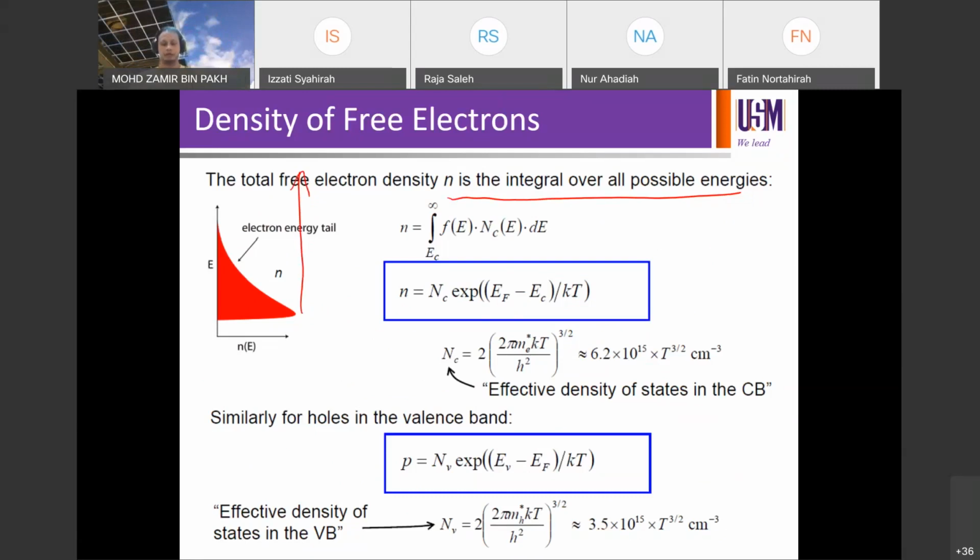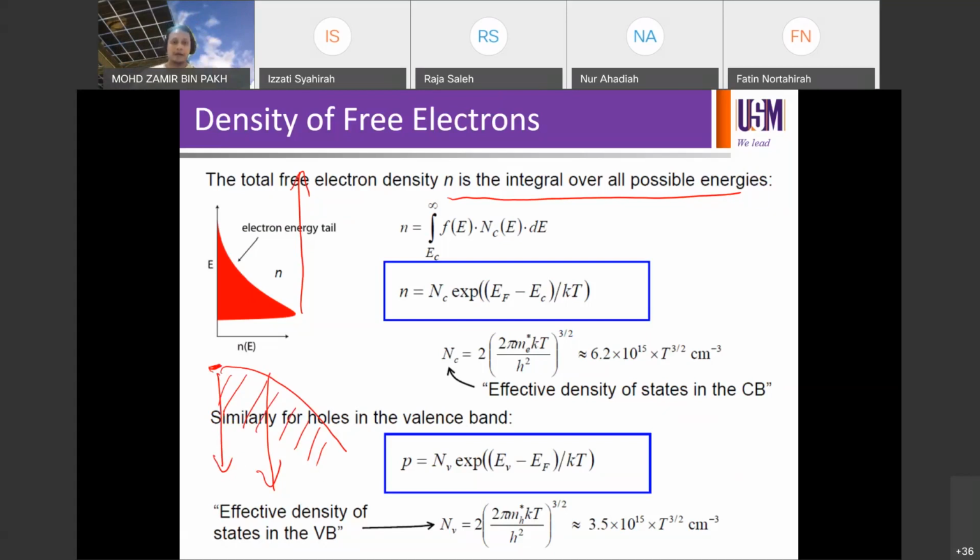On the other hand, it is also true for your valence band. If you want to calculate the density of free holes, then all possible energies go down. If you draw it like that, all possible energies will lie from the band edge of your valence band, which is here, going down infinitely. So that's how you get it.